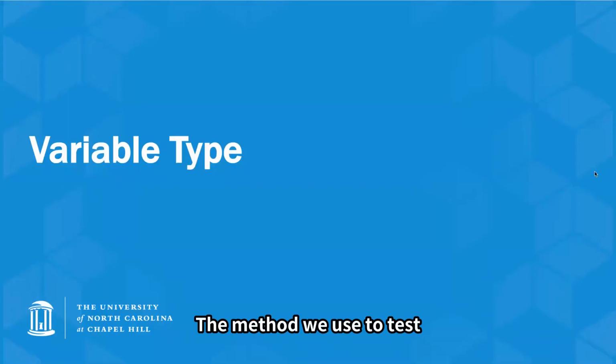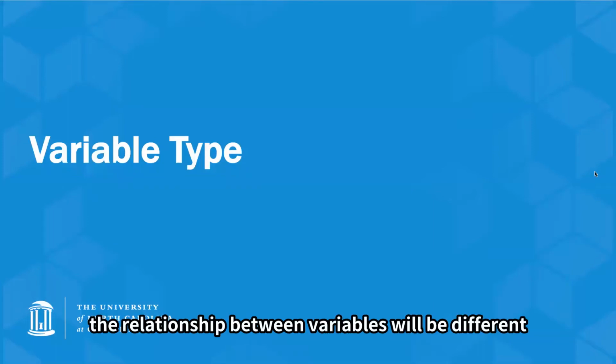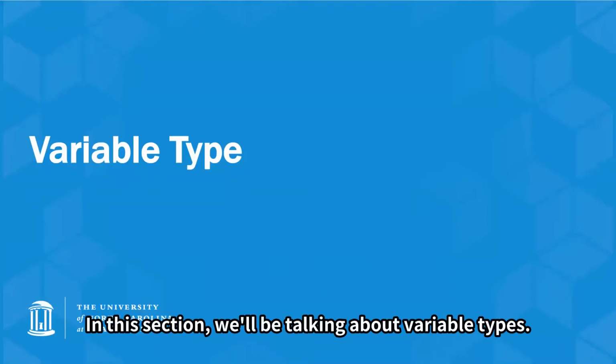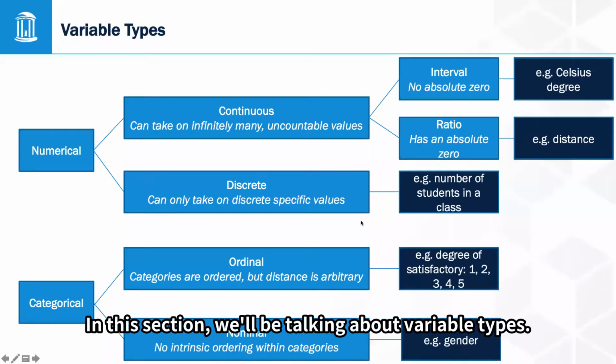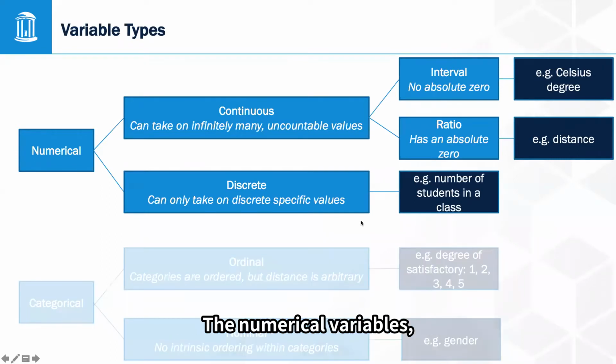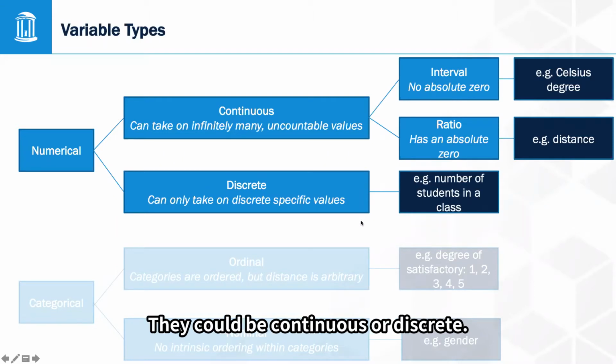The method we use to test the relationship between variables will be different for different variable types. In this section, we'll be talking about variable types. Generally, variables can be divided into numerical and categorical. The numerical variables, as the name suggests, are numbers. They could be continuous or discrete.